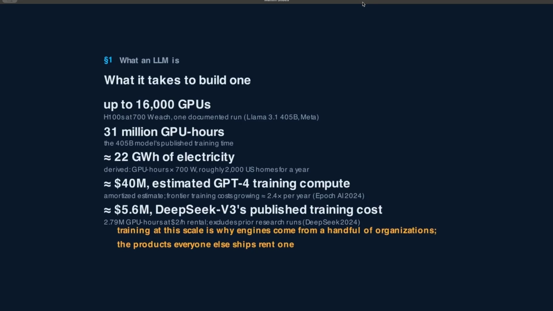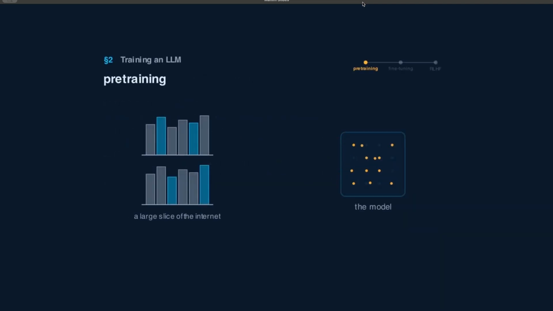With that said, 5.6 being relatively cheaper than 40 million, sure, but definitely way too much for any small company to just do on their own, which is why essentially most of the time, most companies will rely on the public models that are released for free. We don't generally build these from scratch. You might hear the term foundational model being thrown around a lot.